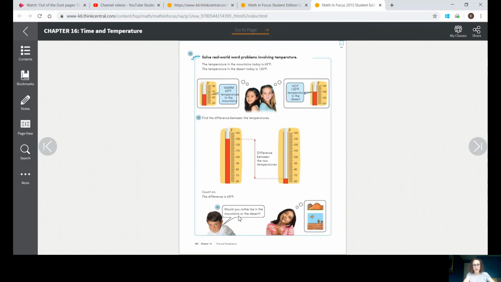Would you rather be in the mountains or the desert? Do you like it to be cool or really hot? I'm used to Seattle's weather, which kind of sounds like these mountains. 65 degrees. It's about what the temperature is today, actually. I would take that. 130 is really hot. I would only probably go to the desert if I had a pool.